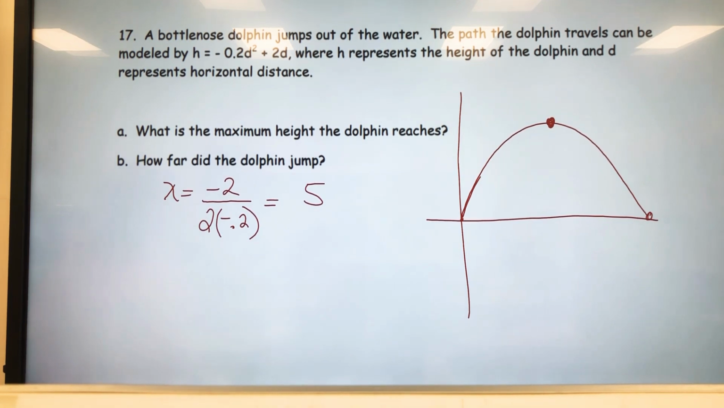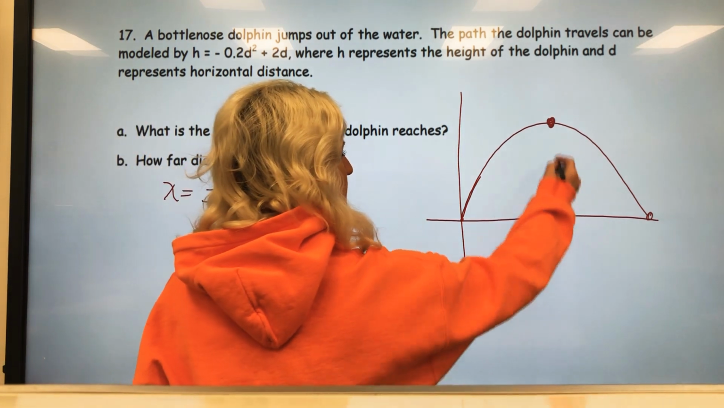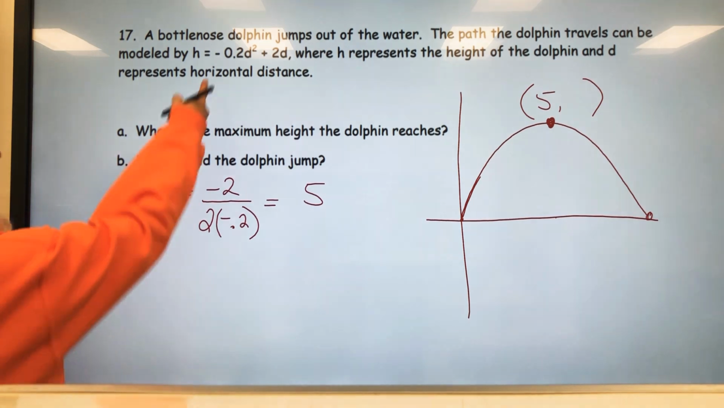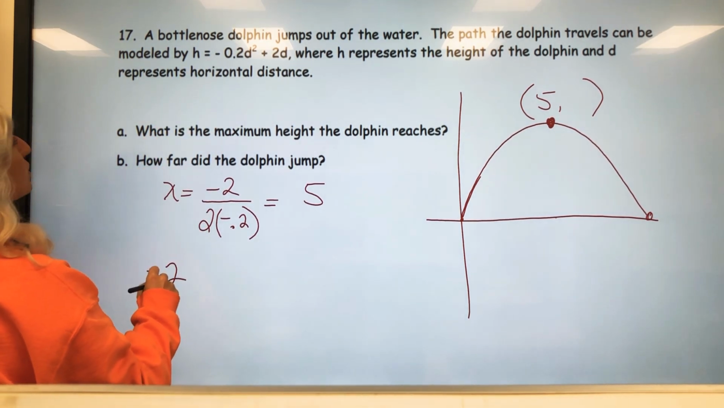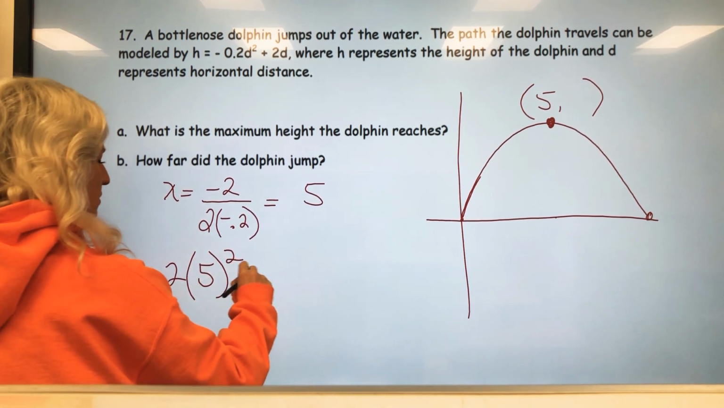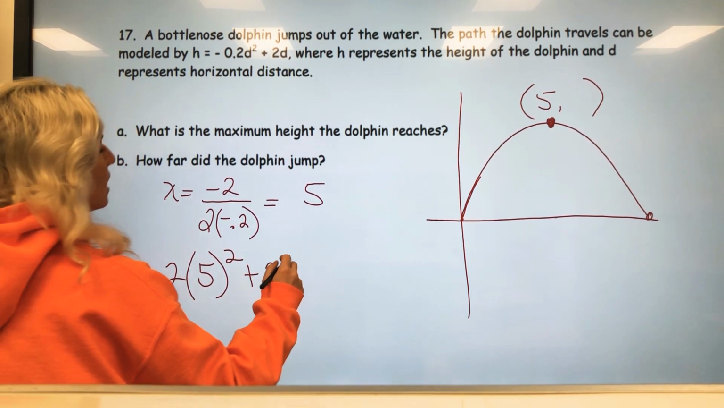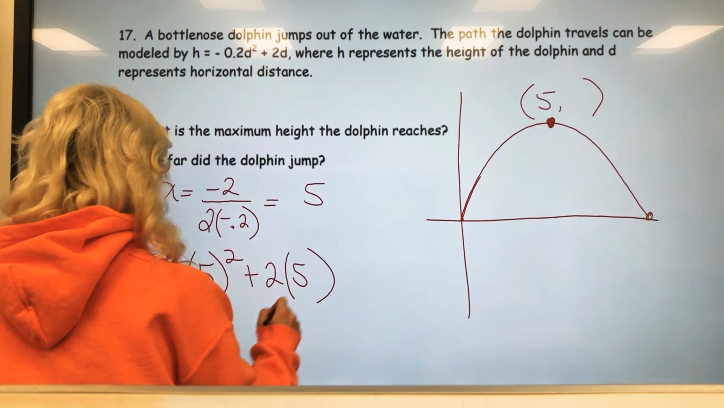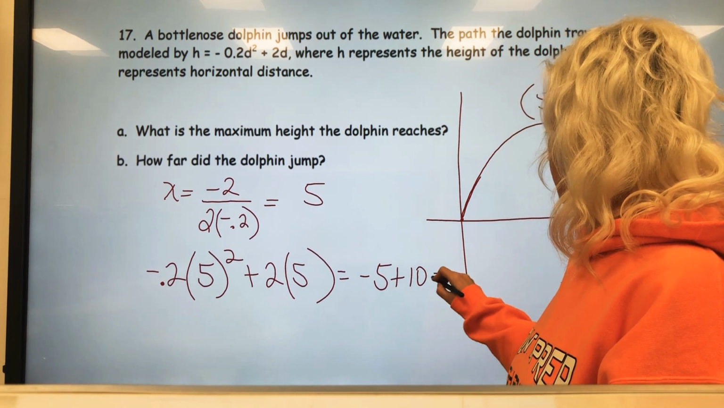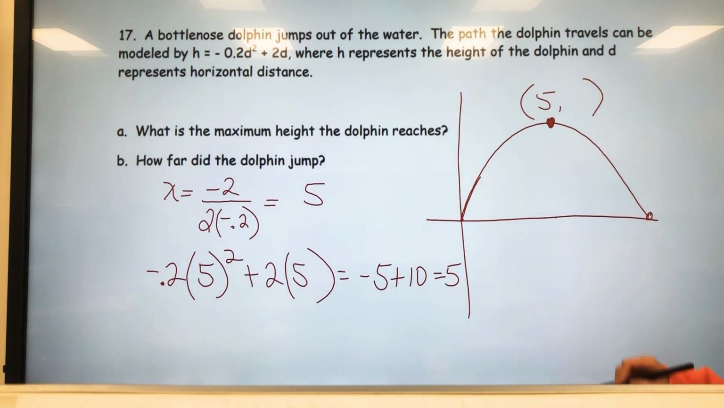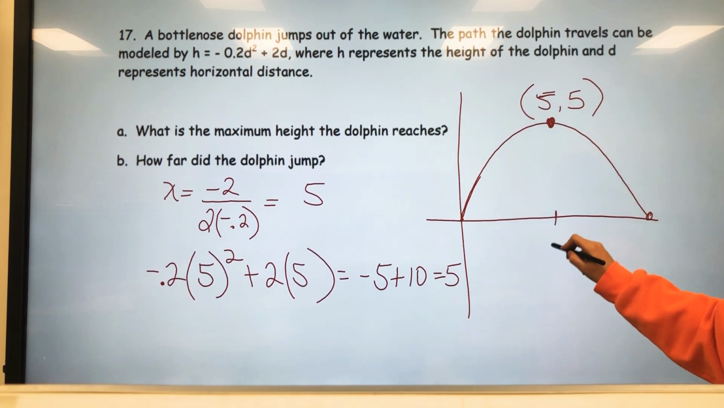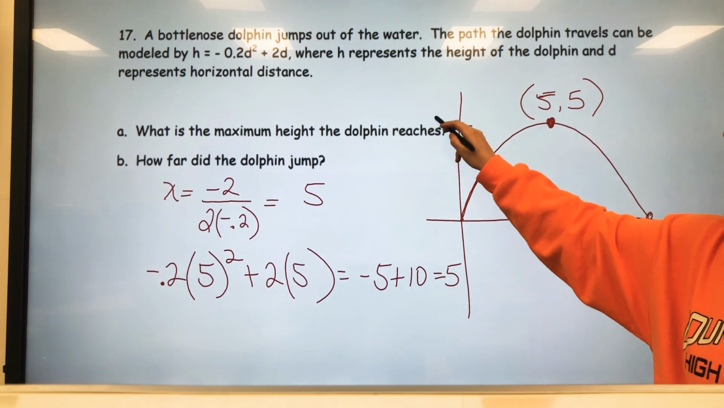So that means I'm at 5 something, right? I'm going to find out what the y is, so I'm going to plug 5 in. So it's negative 0.2 times 5 squared plus 2 times 5. That gives me negative 5 plus 10, which is 5. So that means it's (5, 5), right? So this right here is 5, and this right here is 5.